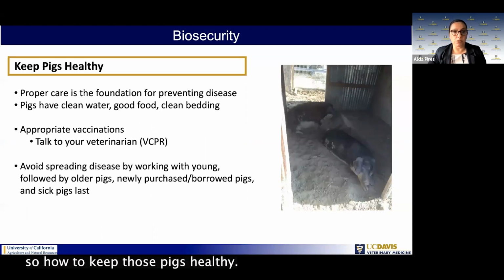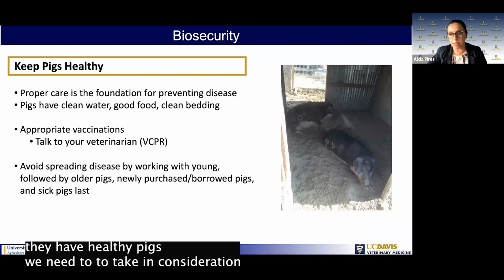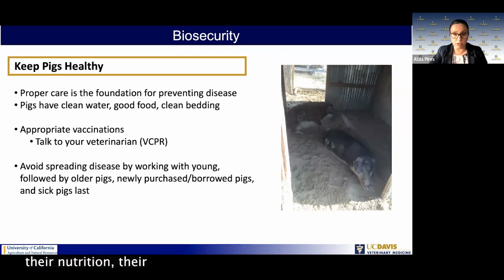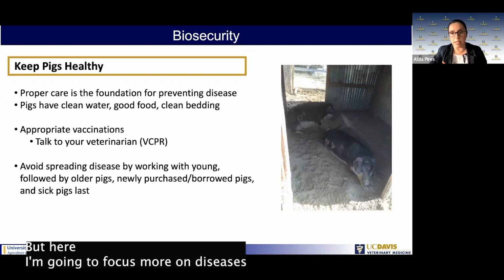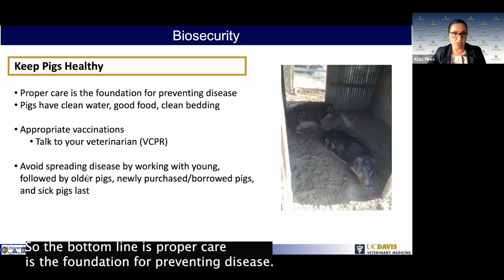So how to keep those pigs healthy? And I'm going to talk in a general way. Of course, to have healthy pigs, we need to take into consideration their nutrition, their environment, vaccination, and so on. But here I'm going to focus more on diseases and how to avoid transmission of those diseases. So the bottom line is proper care is the foundation for preventing disease.